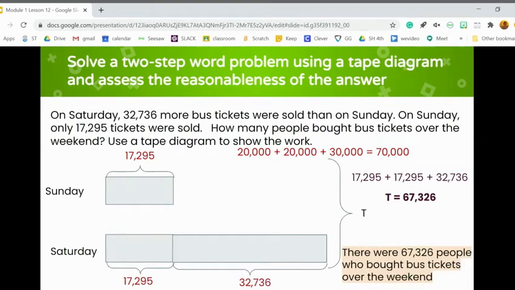There were 67,326 people who bought bus tickets over the weekend.